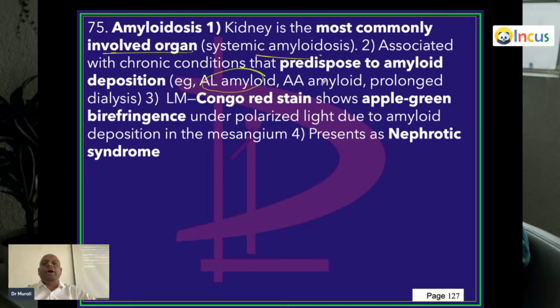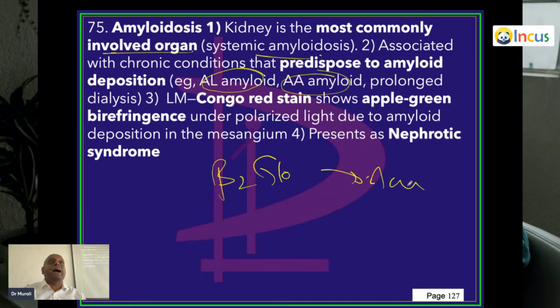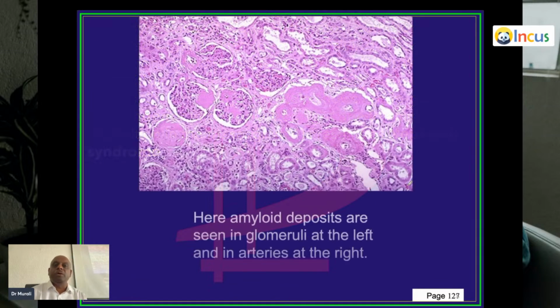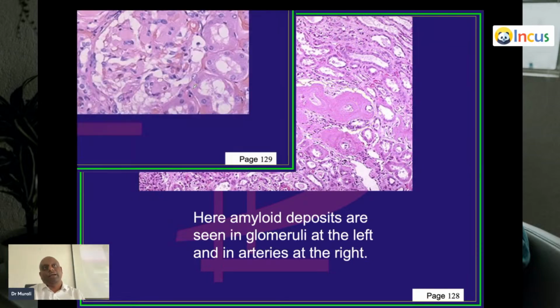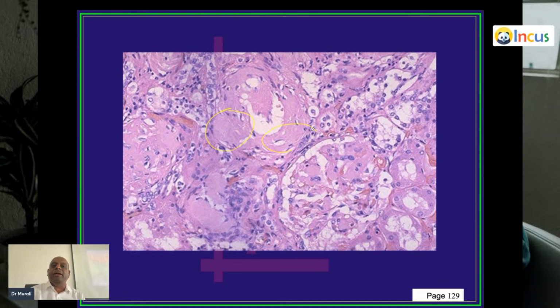So there's AL amyloid, A amyloid, and any prolonged dialysis also causes beta-2 globulin to form amyloid protein that is called dialysis-associated amyloidosis. If you do Congo red stain, it will show apple green birefringence, and amyloidosis also presents with nephrotic syndrome. So what are these, doctor? Pink hyaline deposits caused by amyloid deposits. These are all pink amyloid deposits.